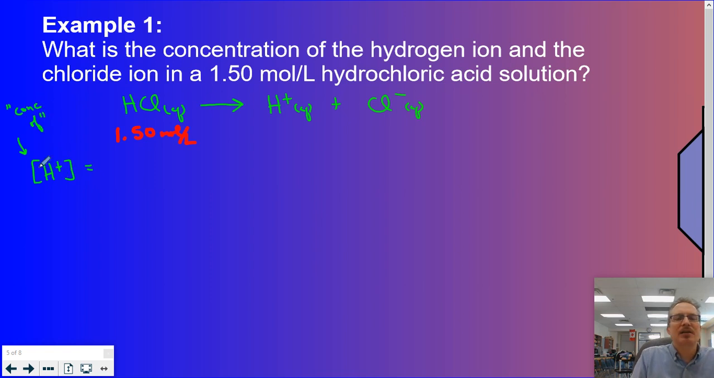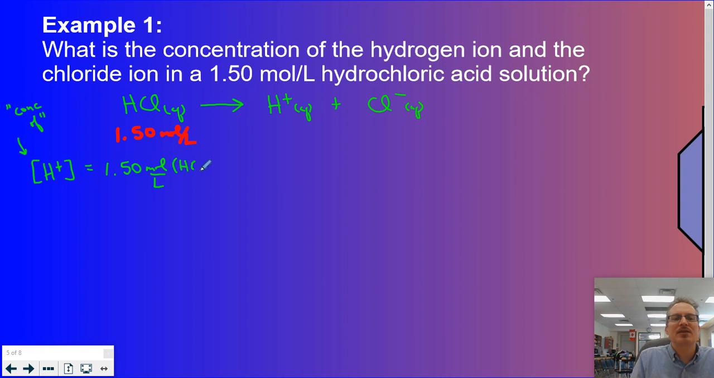So I am trying to find the concentration of hydrogen ions. Here's what we're going to do. Take the concentration you already know, the one that you've written in red. So, 1.50 moles per liter. And remember, that's the concentration of HCl.